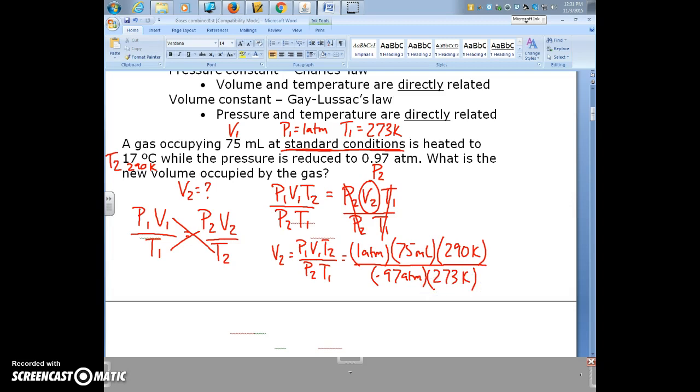Put your units in there as well, because this allows us to figure out what the units are going to be at the end and check to make sure our units jive and cancel out. So atmospheres cancel, Kelvin cancels. All I'm left with are milliliters. So it's going to be multiply the top and then divide by everything on the bottom, multiply together.